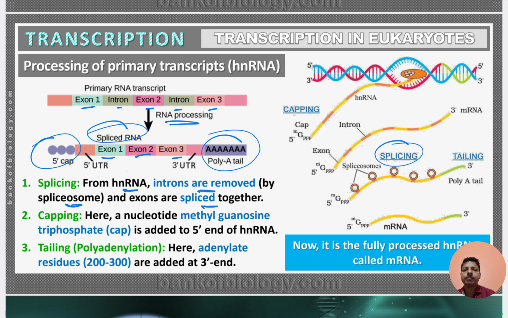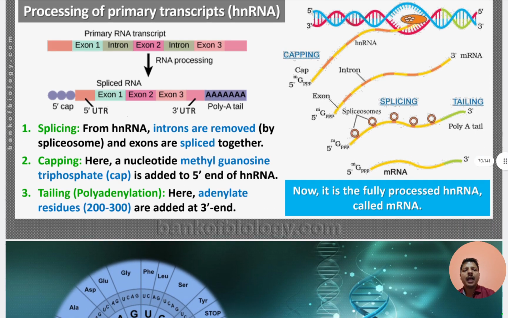Spliceosomes, splicing occurs. Then capping. Capping means the nucleotide methyl guanosine triphosphate is added to the 5' end of the hnRNA. Remember, methyl guanosine triphosphate is added as a cap. Then tailing or polyadenylation. Here 200 to 300 adenylate residues are added at the 3' end. Tailing occurs. Now it is the fully processed hnRNA called mRNA.